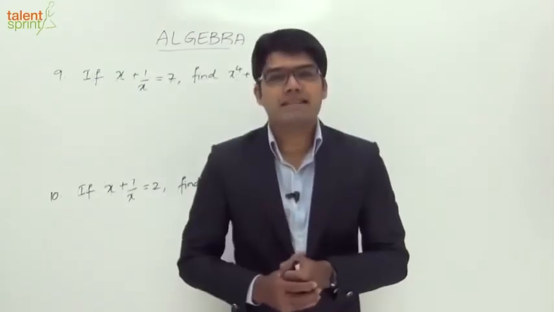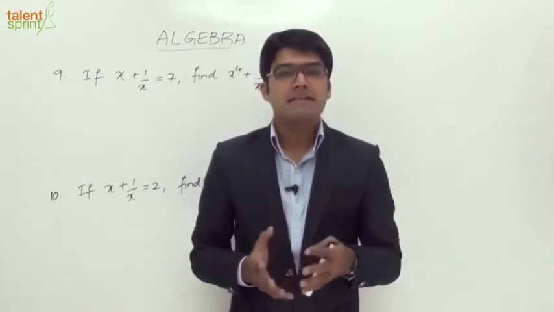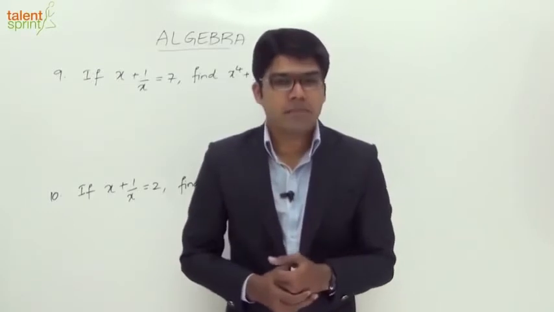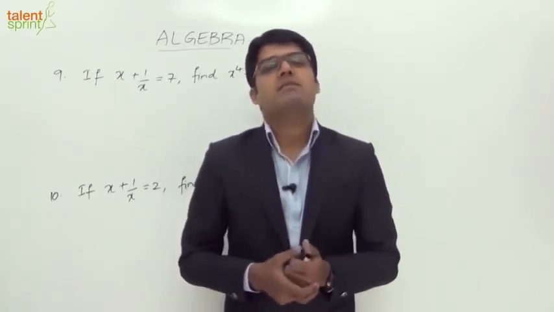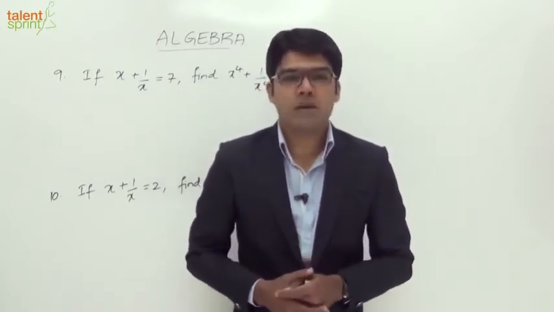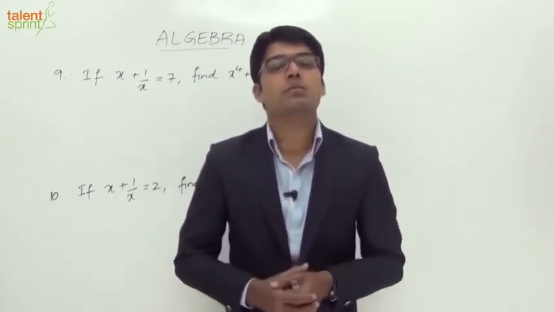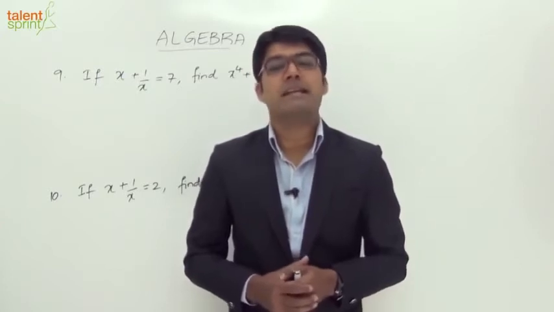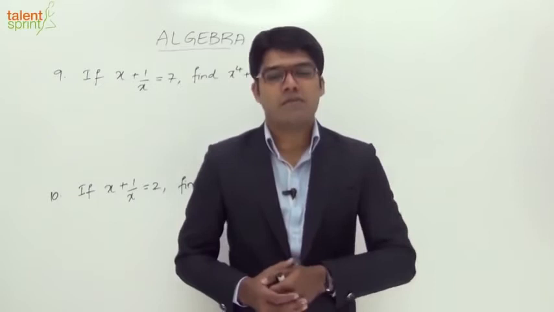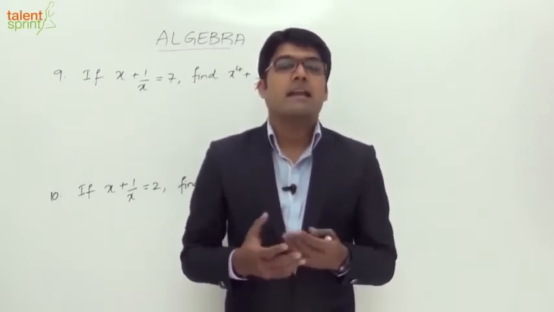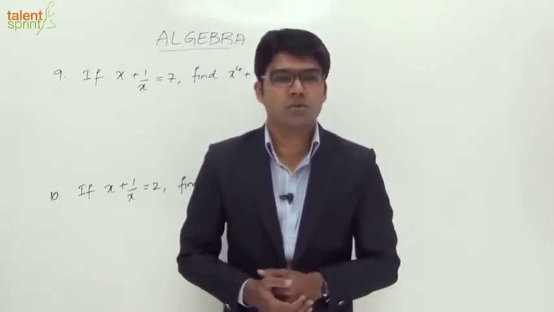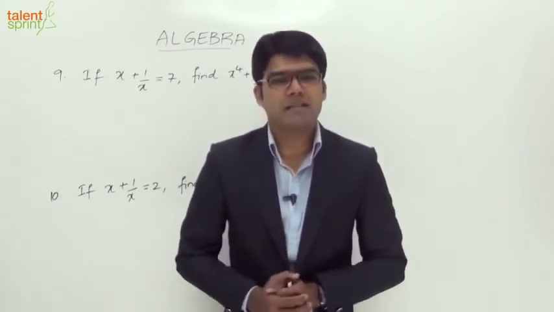Let us now look at the next set of questions based on the identities that we have learnt just now. That is, x square plus 1 by x square is equal to x plus 1 by x whole square minus 2, or x minus 1 by x whole square plus 2. And x cube plus 1 by x cube can be taken as x plus 1 by x whole cube minus 3 times of x plus 1 by x. And x cube minus 1 by x cube can be taken as x minus 1 by x whole cube plus 3 times of x minus 1 by x.